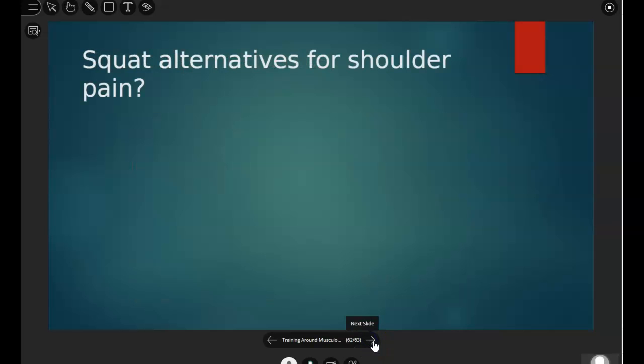Okay, so now let's say that somebody has shoulder pain when they back squat. When you back squat, you're essentially putting yourself in that high five position. You've got your arms back, kind of similar to the overhead press position. So let's say that bothers somebody. What's a bilateral squat alternative for somebody that has shoulder pain when they do a back squat? What is an example? Goblet squat, great.